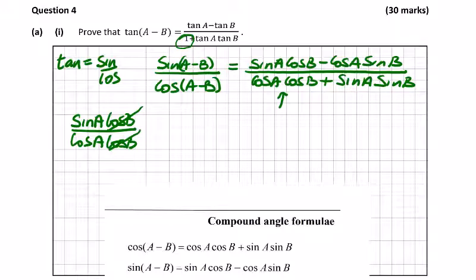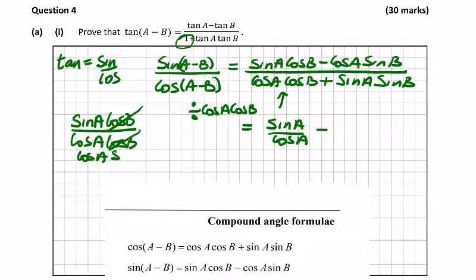So you could put that back in. Equals sine A over cos A, because you're dividing by cos A cos B. And then we'll have minus, off to the side, your cos A sine B divided by cos A cos B is going to give you, with the cos A cancelling, sine B over cos B.